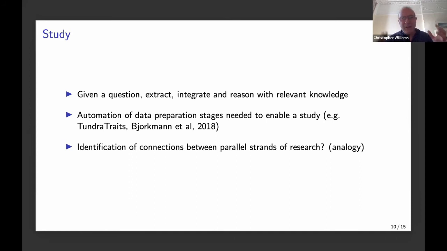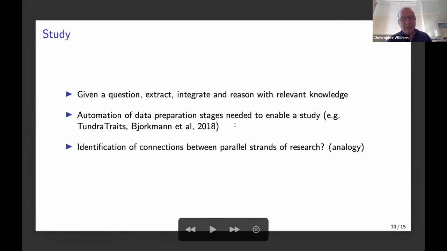Of course, once you've identified that question, we want to extract, integrate, and reason with relevant knowledge. So that, again, is going into that knowledge base. And it's interesting to reflect how we as scientists, when we're starting with a new question, often do a literature search, and how we follow literature in order to achieve these things.